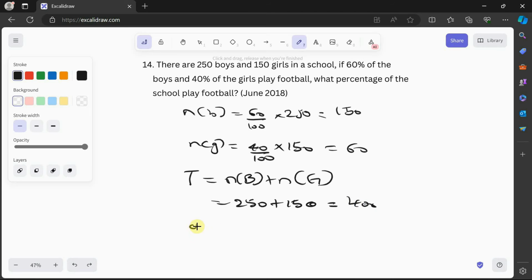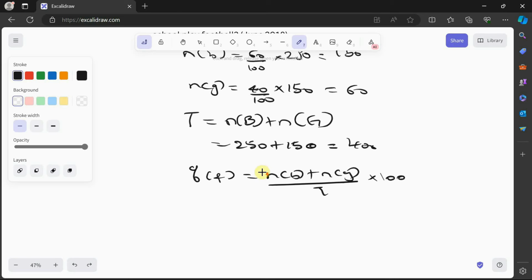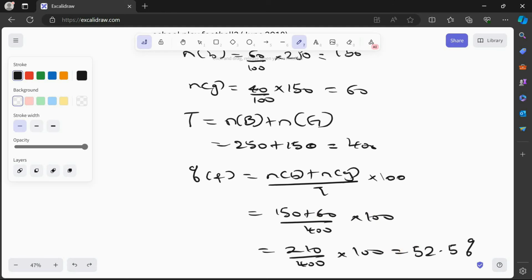So you can say percentage of football players. That will give you what? Number of boys that play football plus number of girls that play football, all over total number of students, times 100. So if I bring this down, this is 150 plus 60 all over 400 times 100. So 150 plus 60 is 210, divided by 400 times 100, that will give you 52.5%. So 52.5% of the students in the school play football.